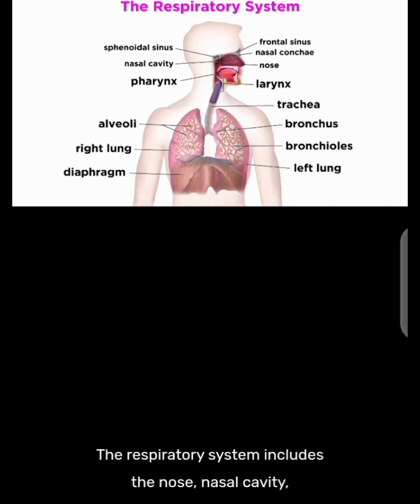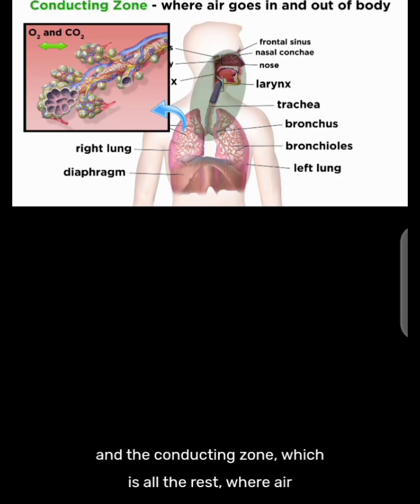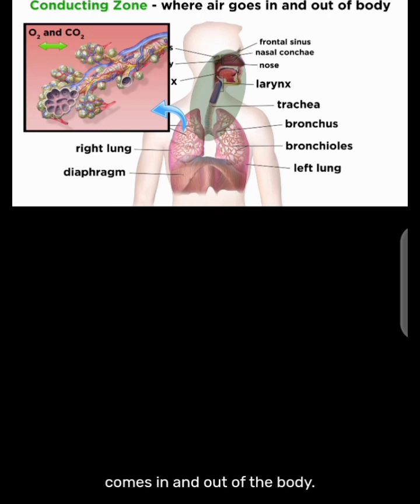The respiratory system includes the nose, nasal cavity, paranasal sinuses, larynx, trachea, bronchi, and lungs, which contain little sacs called alveoli. All of these components belong to one of two zones. There is the respiratory zone, which is where gas is exchanged within the lungs, and the conducting zone, which is all the rest, where air comes in and out of the body.